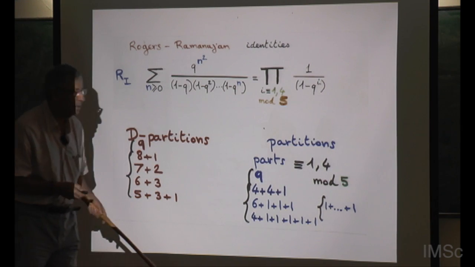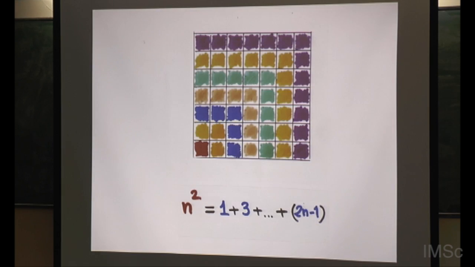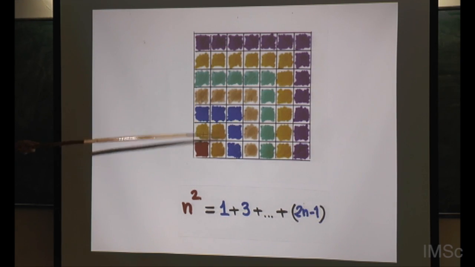Okay, so I will now introduce the philosophy of bijective proof, a bijective proof of an identity. At the Greek time, many proofs were visual. 2,000 years ago, this was a visual proof of this identity: n to the square, you just look at the colors, equal to 1 plus 3 plus 5 plus 7. So this is called a visual proof, or sometimes a proof without words. You don't have to say anything. You just look at the picture and you get a proof of this.